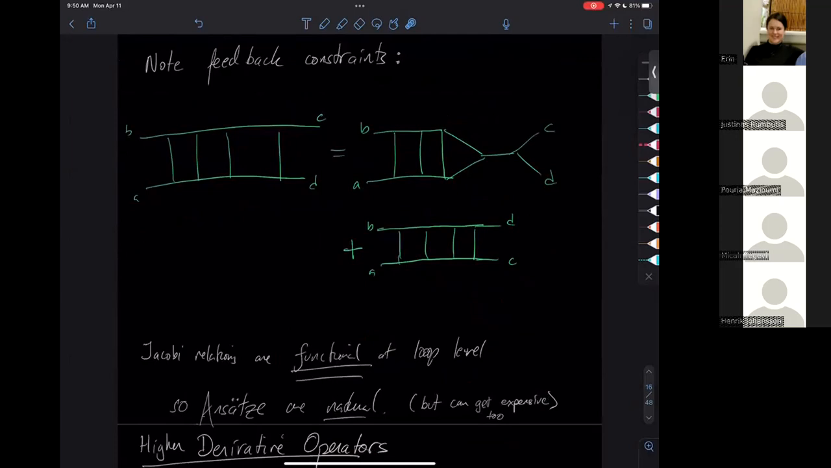But what I'd like everybody to realize, and this is a little different than games you can play at tree level, is there are feedback constraints.